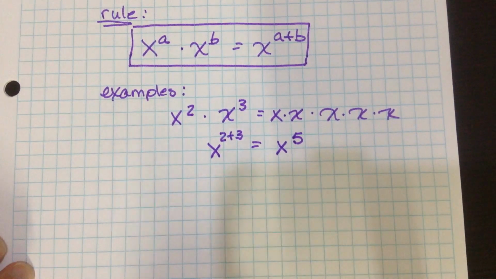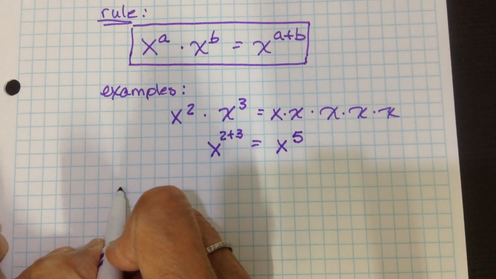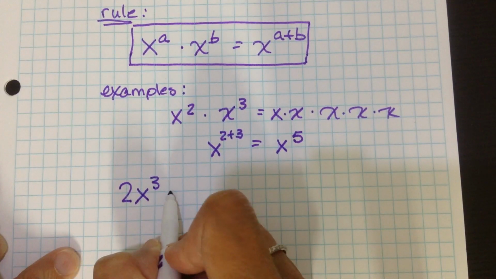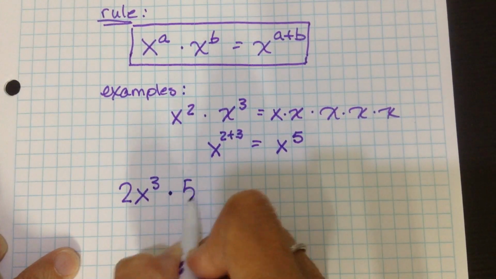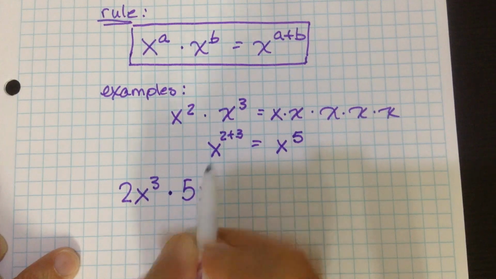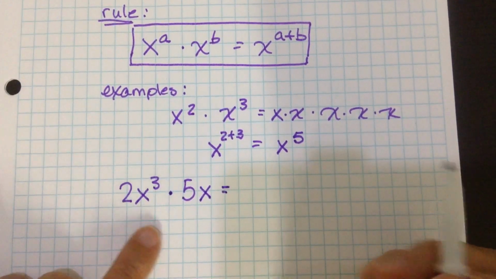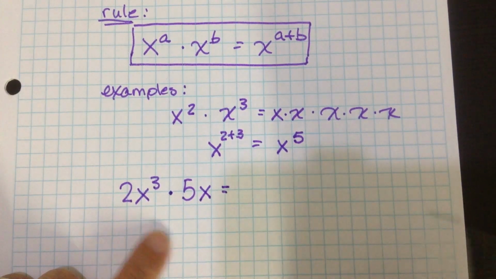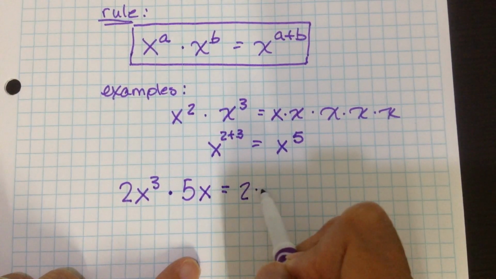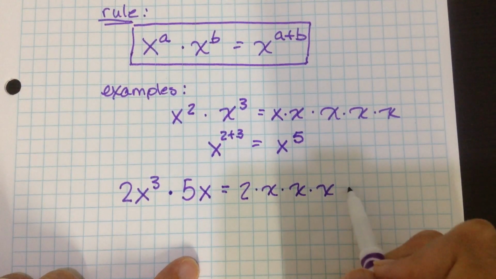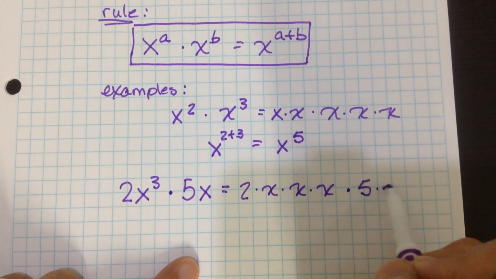Okay, what happens if we introduce some numbers? What happens if we have 2x cubed times 5x? That's a great question. And we're going to do it the long way, and then we'll do it the short way. So we have 2 times x times x times x times 5 times x.